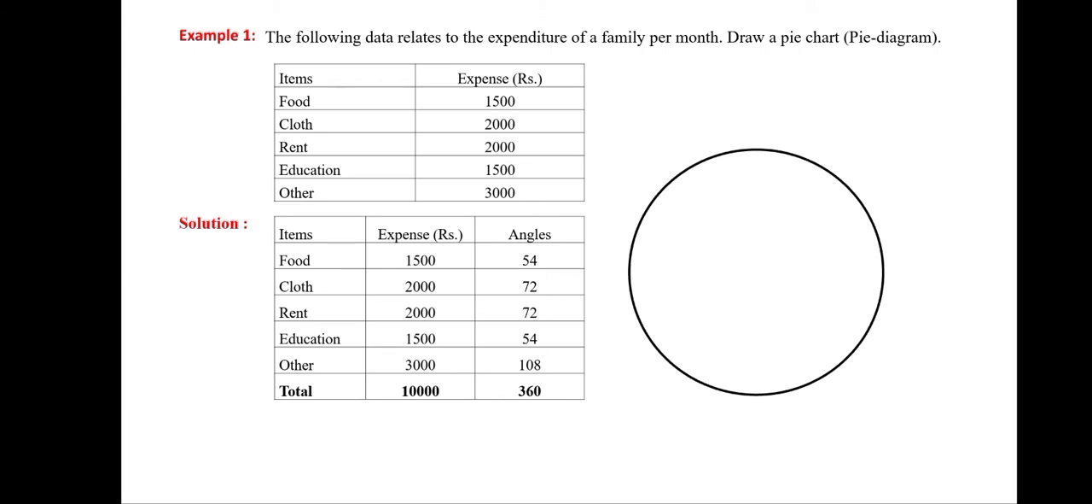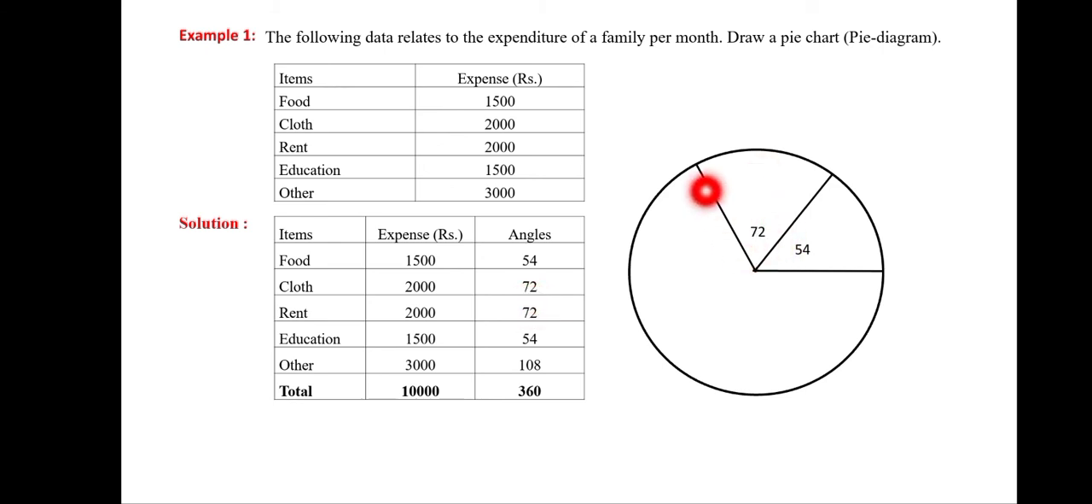Next we'll draw the pie chart. Draw a circle and draw a radius in the circle. Then from the radius draw an angle of 54 degrees. The first one is 54 degrees, so draw an angle of 54 degrees. Okay. Next, from this line, draw an angle of 72 degrees.